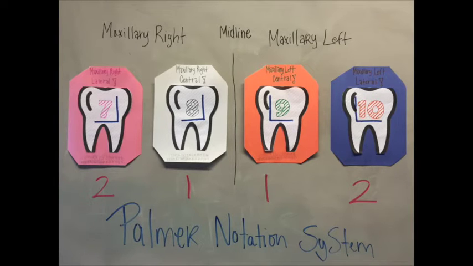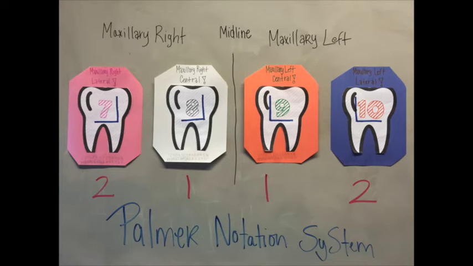The mouth is divided by 4 sections called quadrants. This system also uses a unique symbol to identify the teeth in each quadrant. The number runs from the midline to the last molar. So the maxillary right central is number 1, the maxillary right lateral is number 2, and it goes the same on the maxillary left: the central is number 1, and the lateral is number 2.